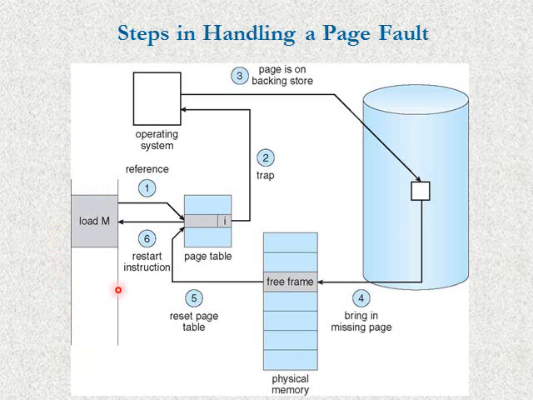So this is our logical address space. Over here we have the page table associated with the process. This is our main memory. Over here we have our swap space, and this is our operating system.